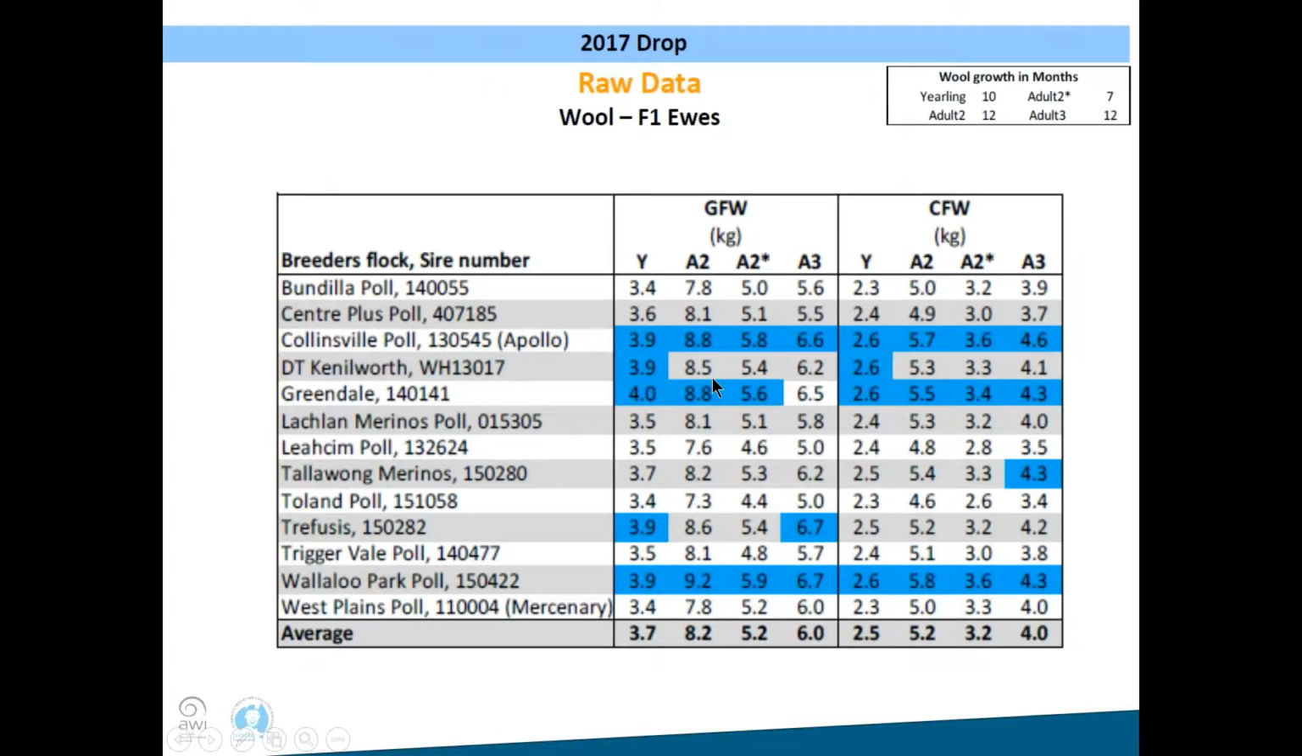So what does this look like in terms of the data that is in the booklet? This is what the raw data looks like in the booklet for greasy fleece weight and clean fleece weight. I just want to point out a few bits of information. First of all, there are the age stages across the top that were mentioned earlier: yearling, adult 2 and adult 3. There are the averages down the bottom for the greasy fleece weight at each of those ages. Anything highlighted in blue is a trait leader, and you'll see this ram here, for example, is a trait leader for clean fleece weight at each of those age stages. You can see that's the same with a number of rams here. This one here is a trait leader in the raw data just at the later age stage. And you can see how many months wool growth there is on that page as well. So that's our raw data, and that's the wool data that's available.